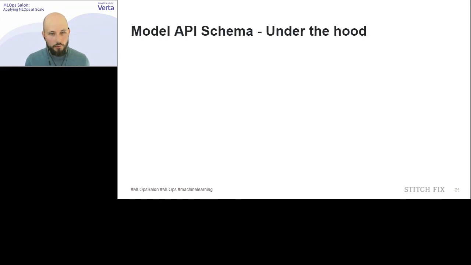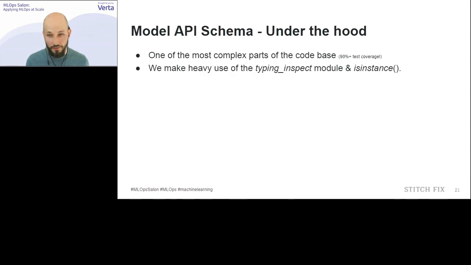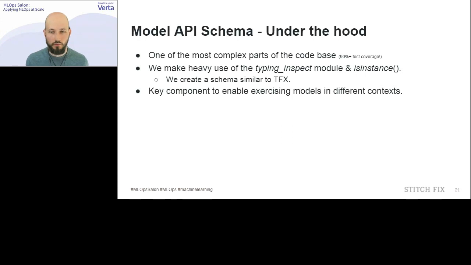So under the hood, how do things work? Well, this is one of the most complex parts of our code base, but luckily we have good test coverage. We make heavy use of the typing inspect module and isinstance to know what the thing being passed to us is. The output is a schema that's similar to TensorFlow Extended, specifically the data validation module. Essentially, this is a key component that underpins a lot of our ability to exercise models in different contexts, because we really need to know the exact inputs and outputs that are required. And this also enables us to do validation where required.